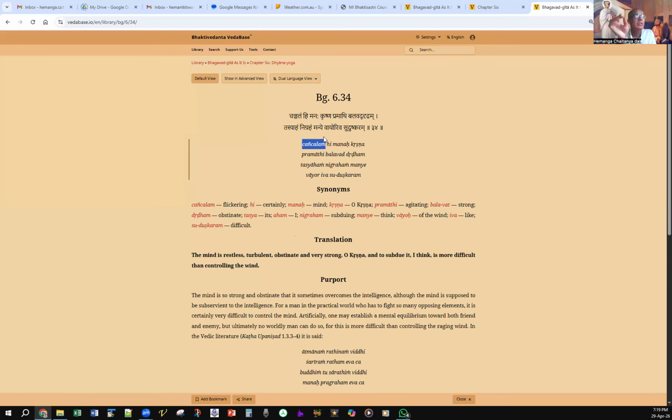Chanchalam hi manah Krishna. The second quality is pramathi. Pramathi comes from the word mada. Mad refers to madness. Mad means pagal in Hindi, if you want to call it. Or pramad refers to prakarshena mattah. Mind is completely mad. So not only is it innocent, but it is completely mad.